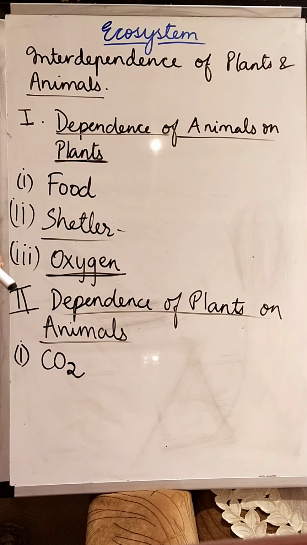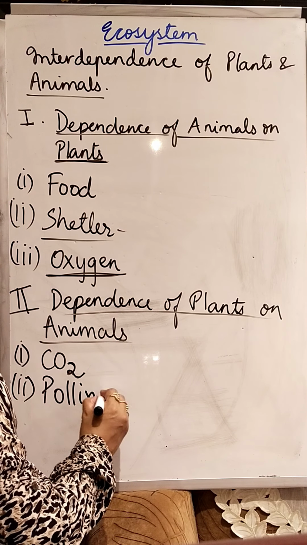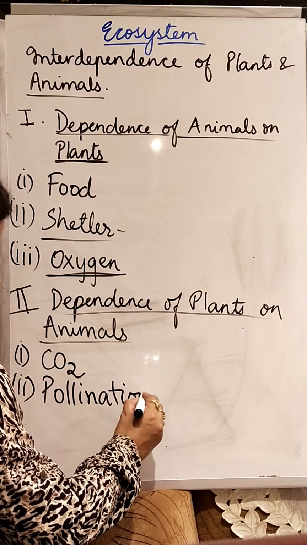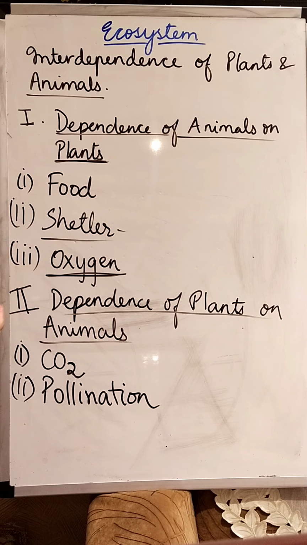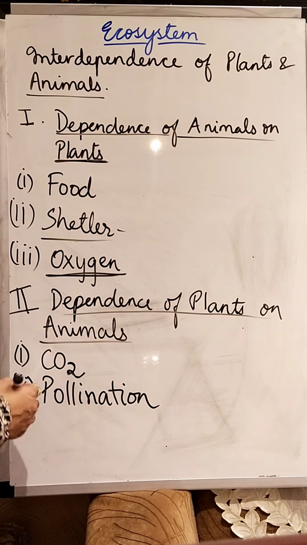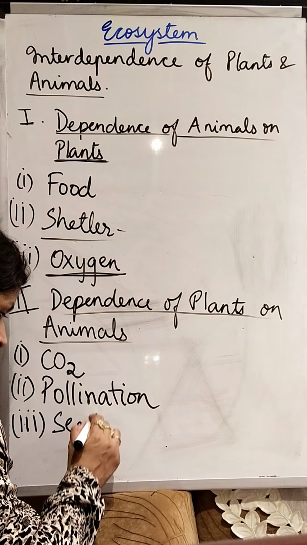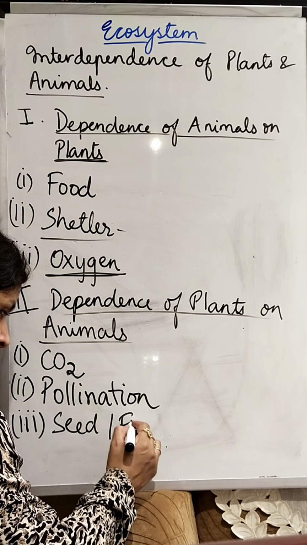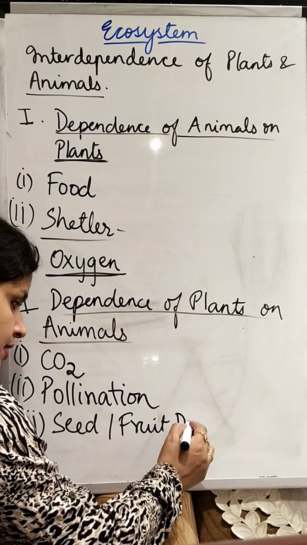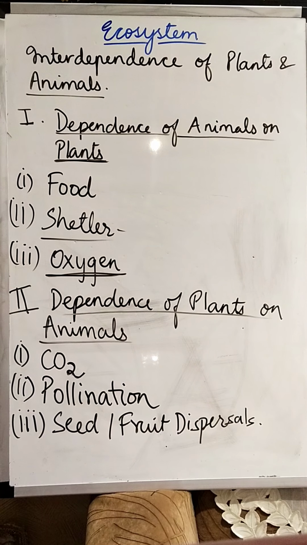And the various animals also help in pollination. Most of the animals help to pollinate flowers, like butterflies, honeybees, bats, etc. And these animals also help in the seed and fruit dispersal.